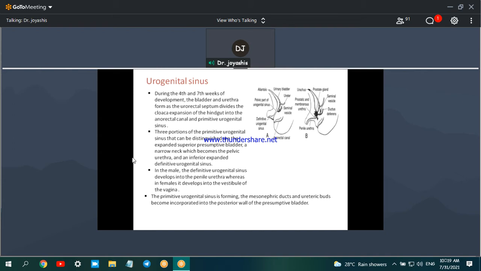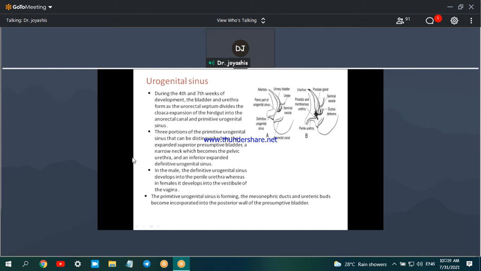The definitive urogenital sinus, this is the main one. The definitive urogenital sinus, the penile urethra, you can see here. In the case of male, the definitive urogenital sinus develops into the penile urethra, and in the case of female, it develops into the vestibule of the vagina. The primitive urogenital sinus thus forms; the mesonephric ducts and ureteric parts become incorporated into the posterior wall of the presumptive bladder.